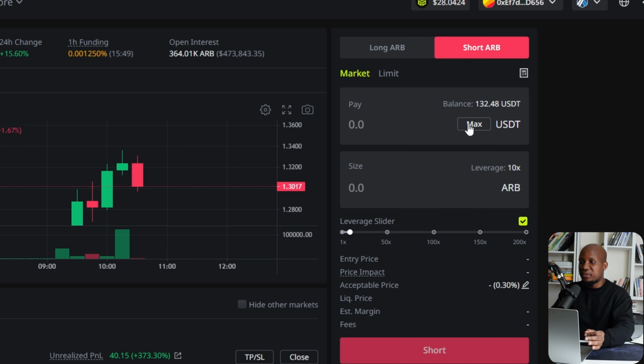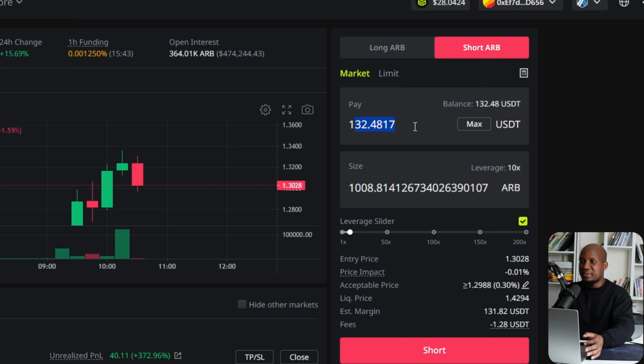And then here you can click max, or you can actually go and type in the margin that you want to use. In this case, let's just type in $110 and go ahead and short Arbitrum. Now this will require you to sign in using your MetaMask or whatever wallet that you're using, and once you've signed in, you can see our trade is now executed and it is now active. Here you can see, if we click on that, you can see our trade is already in some profit, but obviously we want to make more than this, so I won't close it just yet.